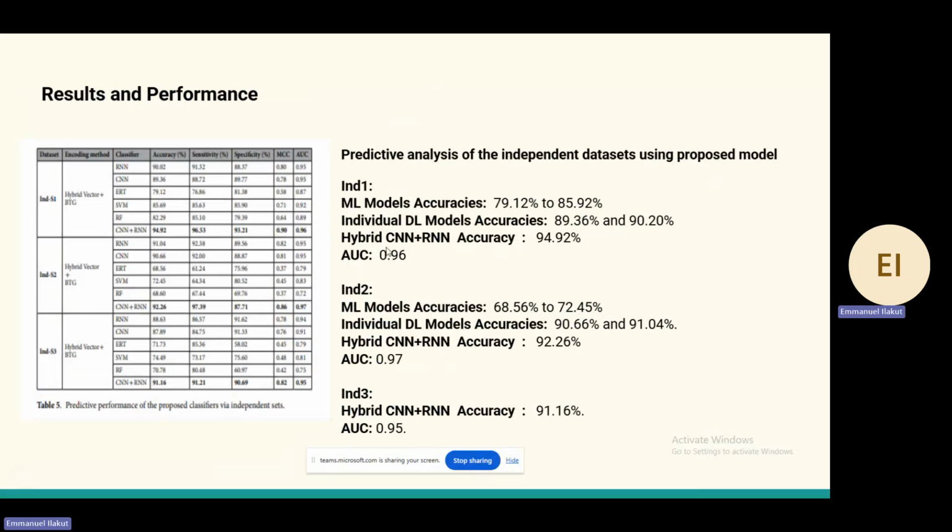When we examine it against the first independent data set, the traditional machine learning models, support vector machines, ERTs, SVMs, their accuracies range between 79 and 85. Individual deep learning models, the CNN and RNN, their accuracies were between 89 and 90. However, when we brought a hybrid of the CNN and RNN, the accuracy grew significantly to 94.2%, and the area under curve was 96. That was on dataset 1.